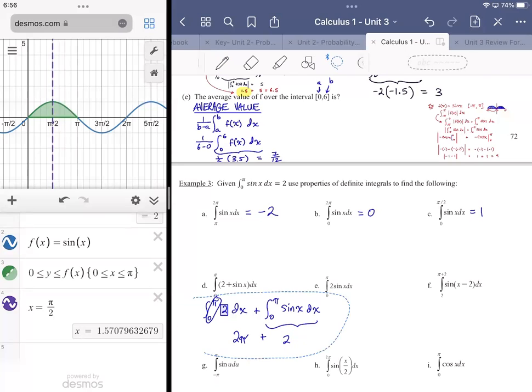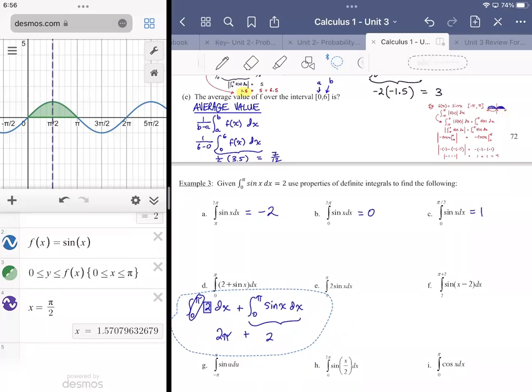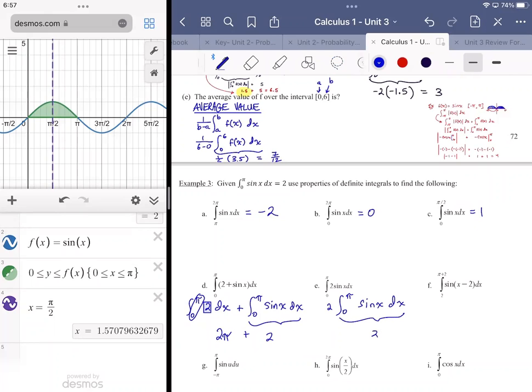Right? So these are nice little sight recognition situations that will save you time, but they'll also save you some effort. Like in E, I have a constant multiple. I'd write that as 2 times the integral over the interval of 0 to pi of sine x dx. Again, they told us this was equal to 2. So 2 times the 2 that's out in front, and you get a 4.